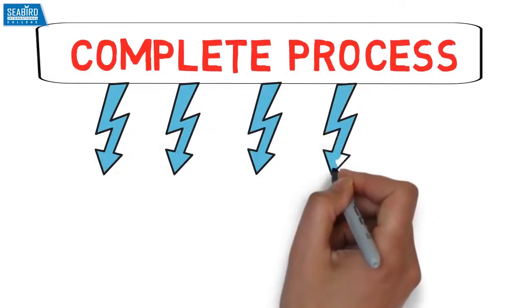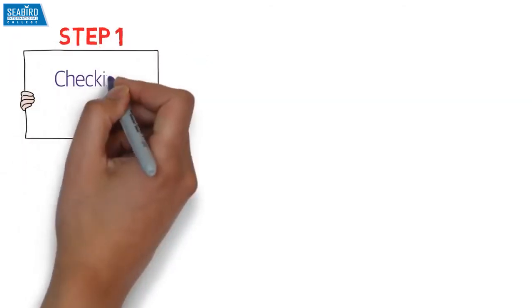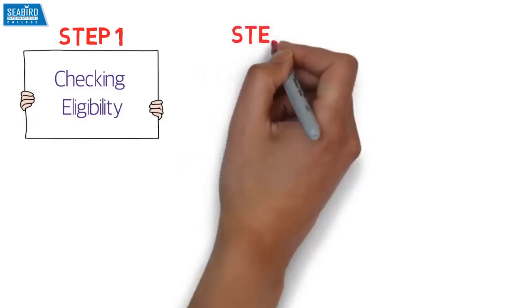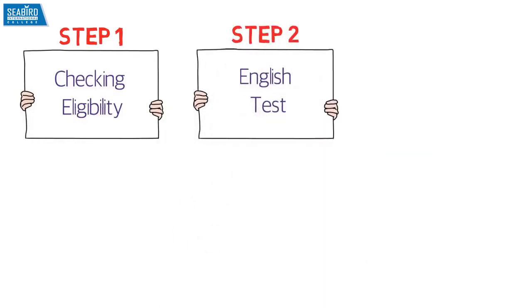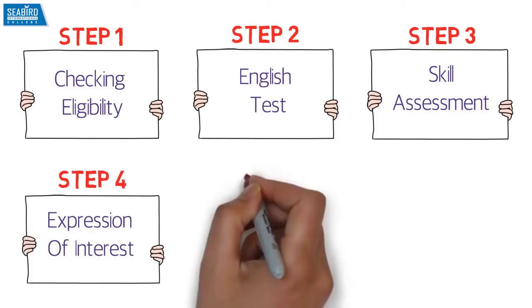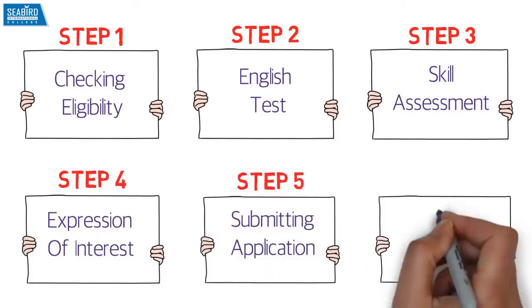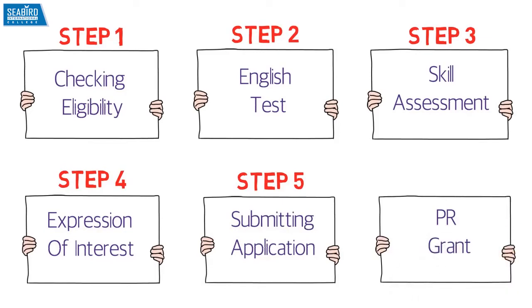Now let me tell you that I've divided the complete process into 5 simple steps. Let me list out all those steps for you and then I'll discuss them in detail. The first step would be checking eligibility, if you're eligible or not. The second step is English test. The third step is skill assessment. The fourth step is expression of interest, and the last step is submitting your application. After that, you'll be given PR grant, and we will talk in detail about it as well.